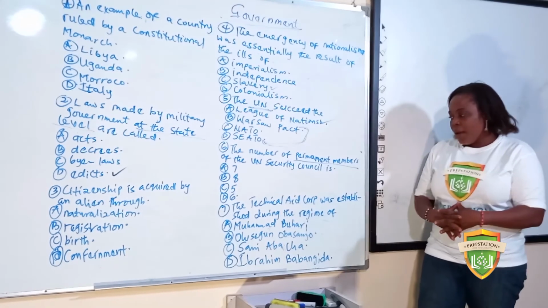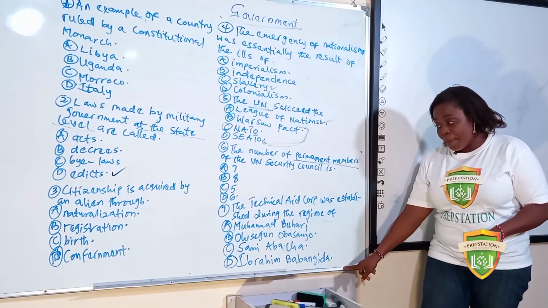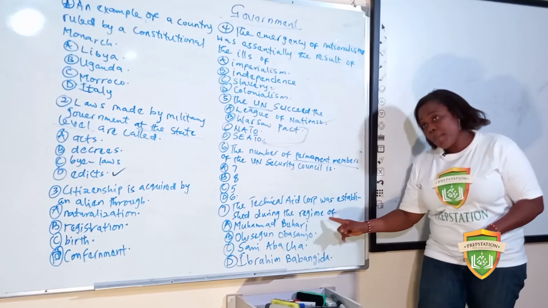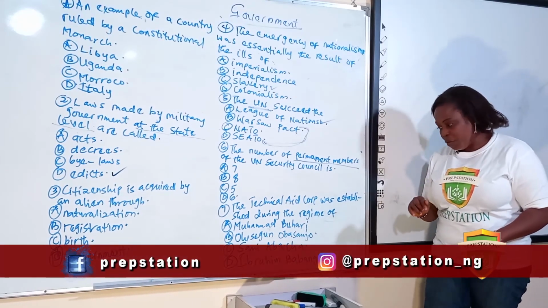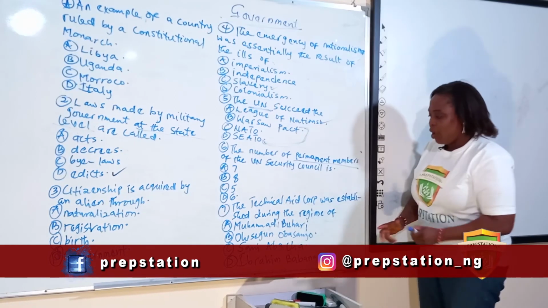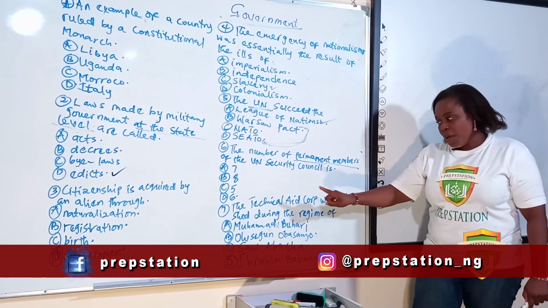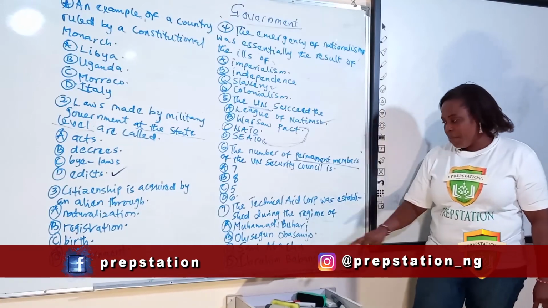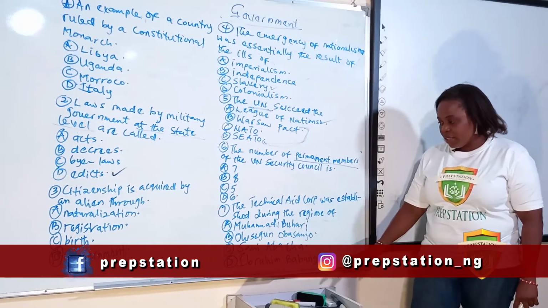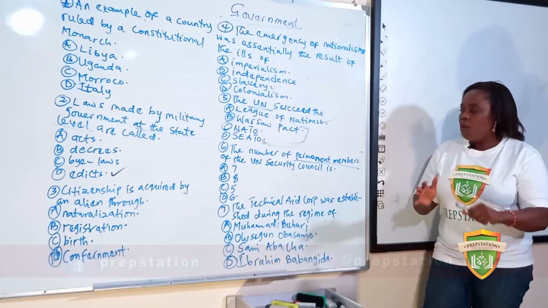Okay, let's look at the question. A, Muhammadu Buhari. Remember, all these people are military men. It was during their military regime, so don't get confused. Okay, Olusegun Obasanjo, when he was a military head of state. Muhammadu Buhari, when he was a military head of state. Sani Abacha, when he was a military head of state. And Ibrahim Badamasi Babangida.